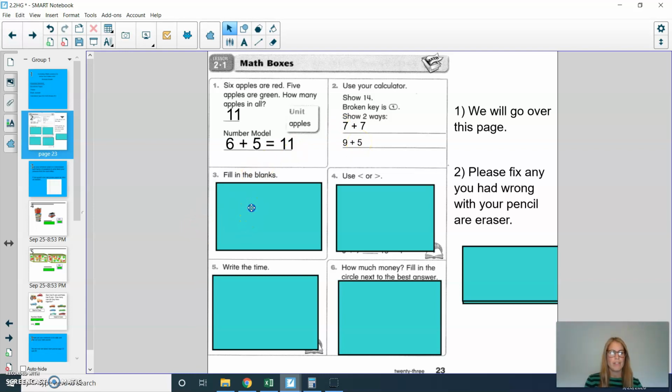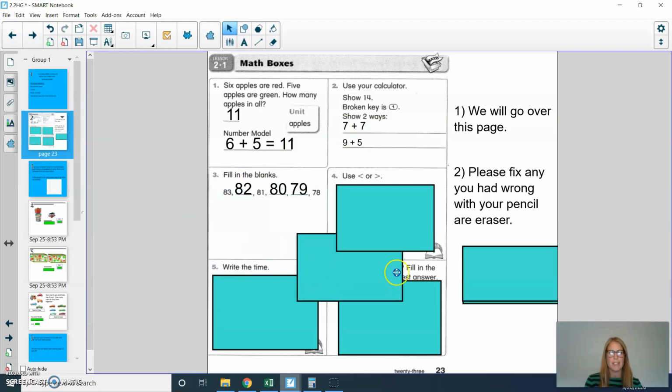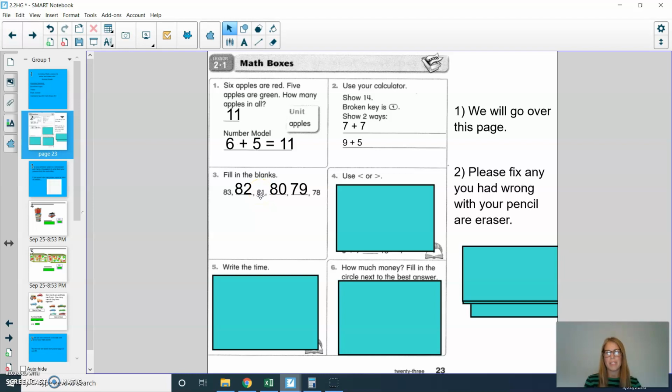For question number 3, fill in the blanks. If I start at 83, then I have 82, 81, and I'm still counting backwards, so then I have 80, 79, and 78. For question number 4, use less than or greater than when comparing these numbers.